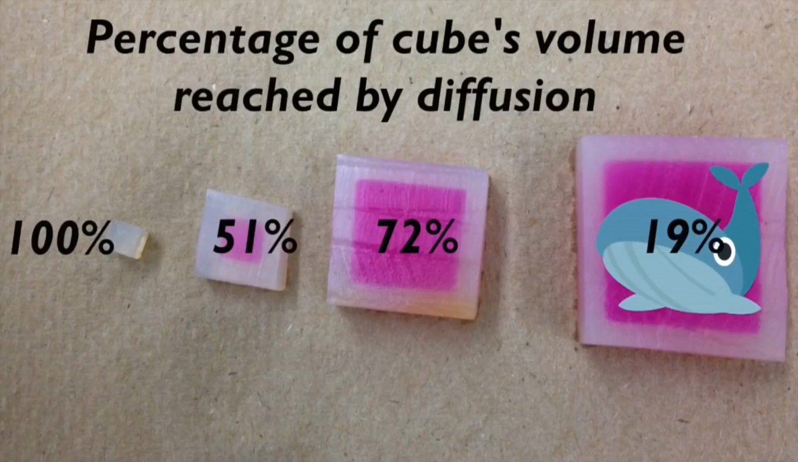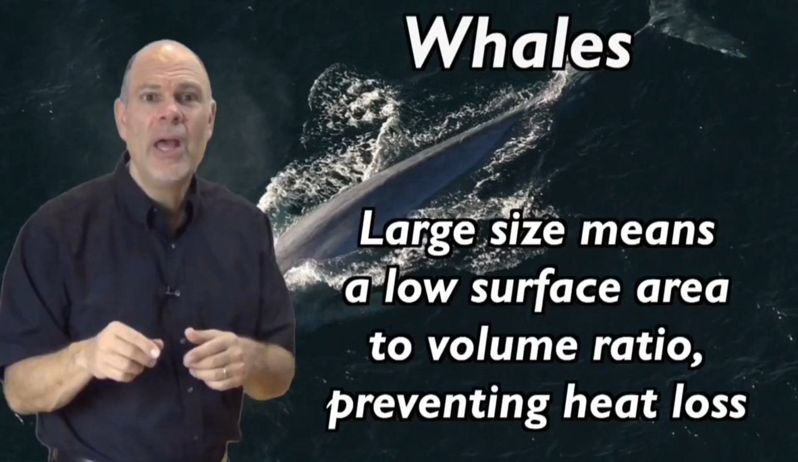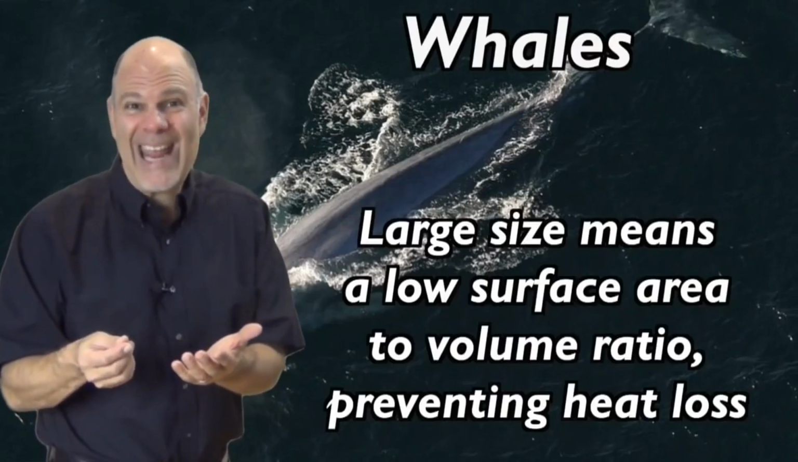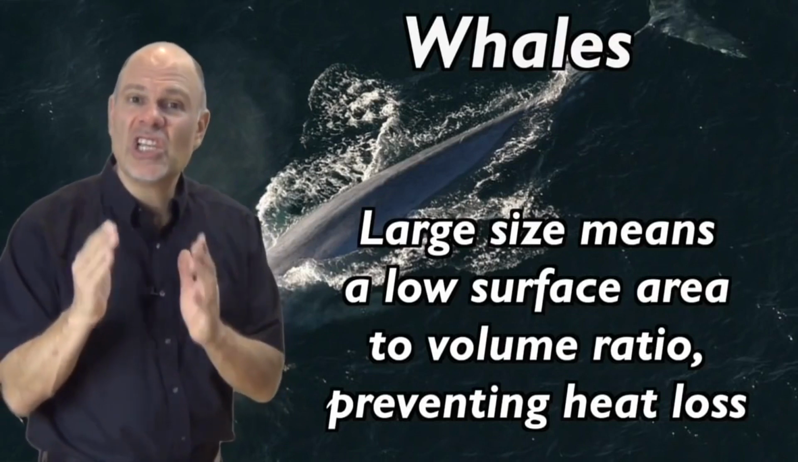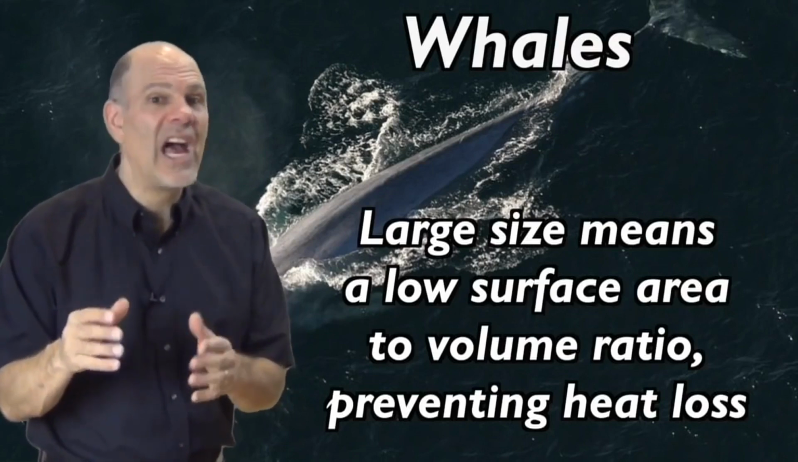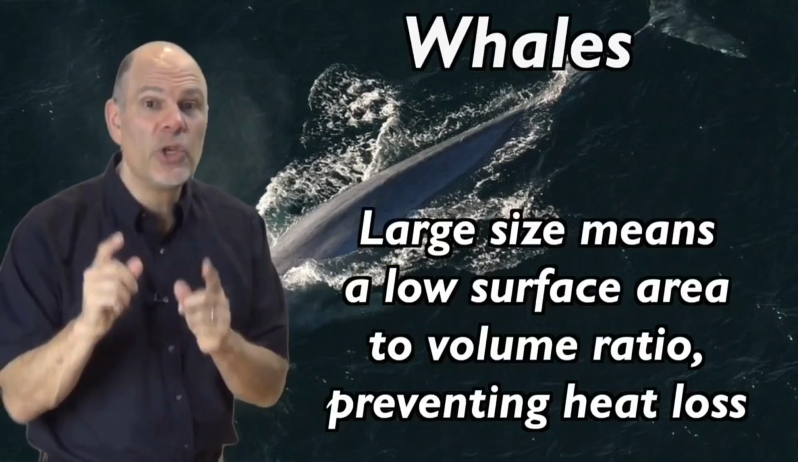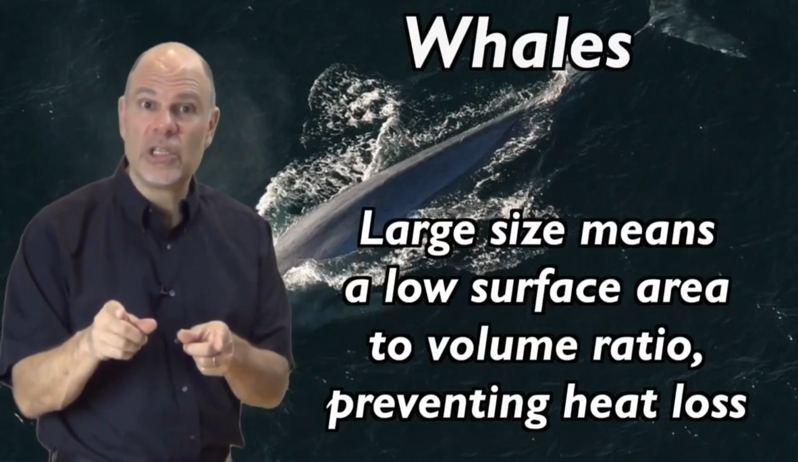Remember our cubes. Large size is bad for diffusion. So just by evolving large size, whales decreased their surface area to volume ratio. This made it easier for them to maintain their body temperature. It was a selective advantage. Genes for size got passed on because of surface area to volume considerations.